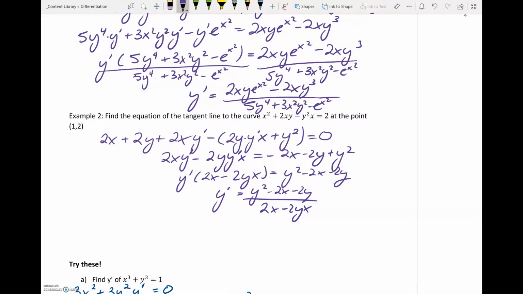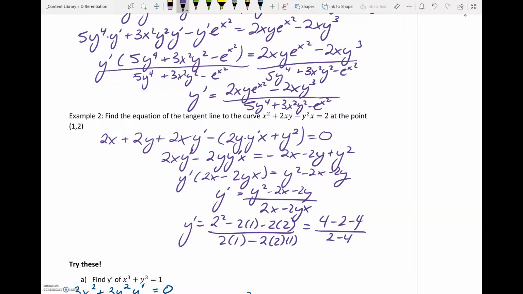So we are given a point (1, 2). To find the numerical value for our slope, we're going to plug in 1, 2 for x, y. So y is 2. This becomes 2 squared minus 2 times 1 minus 2 times 2, all over 2 times 1 minus 2 times 2 times 1. So that's 4 minus 2 minus 4 over 2 minus 4, which is negative 2 over negative 2, and that's 1. So our slope is 1.